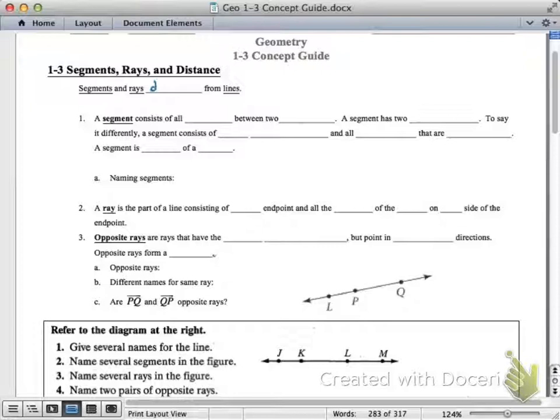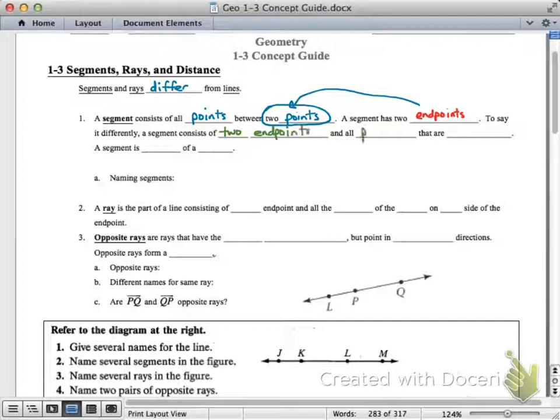Segments and rays are different than lines. How are they different? Well, a segment consists of all points between 2 points. That sounds silly by itself. Let's keep going. A segment has 2 endpoints. When we're talking about the segment consisting of all points between 2 points, those 2 points are called endpoints. To say it differently, and this will clear up what was just said, a segment consists of 2 endpoints and all the points that are in between.